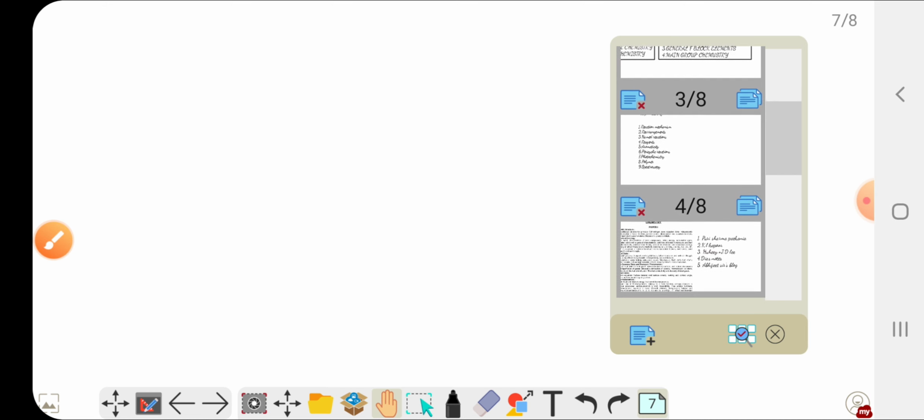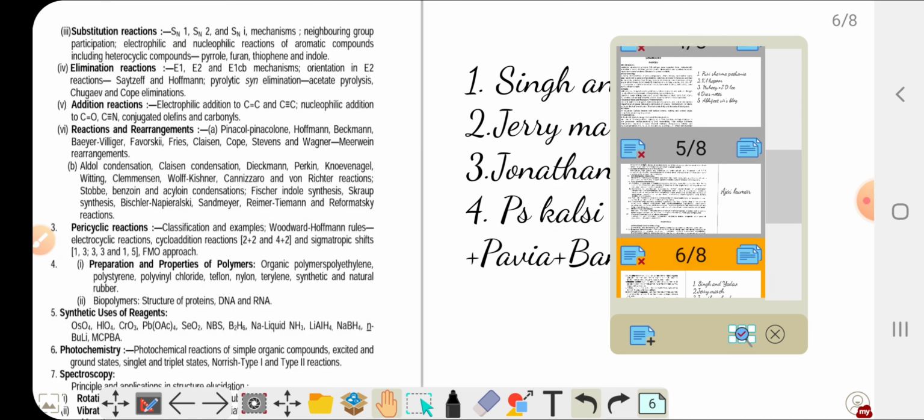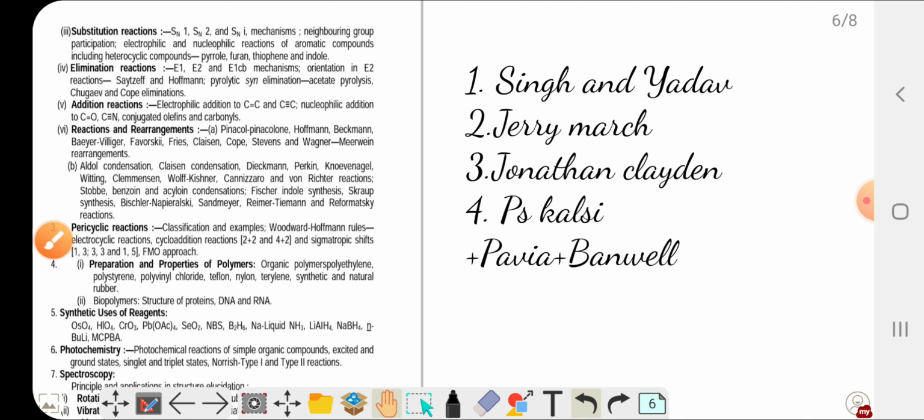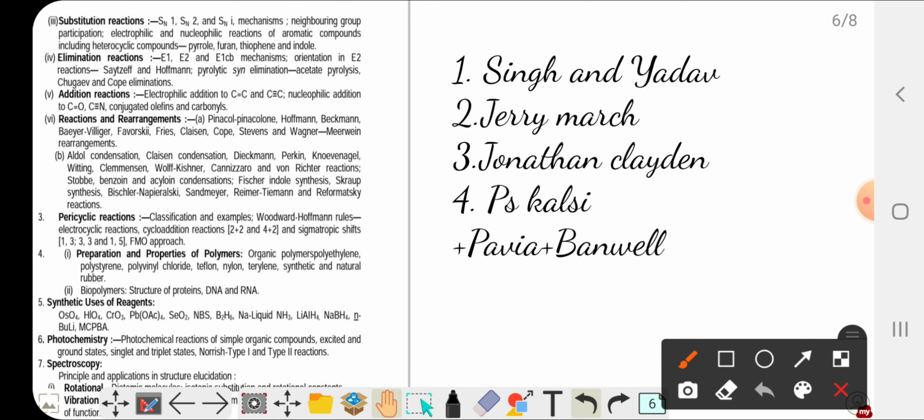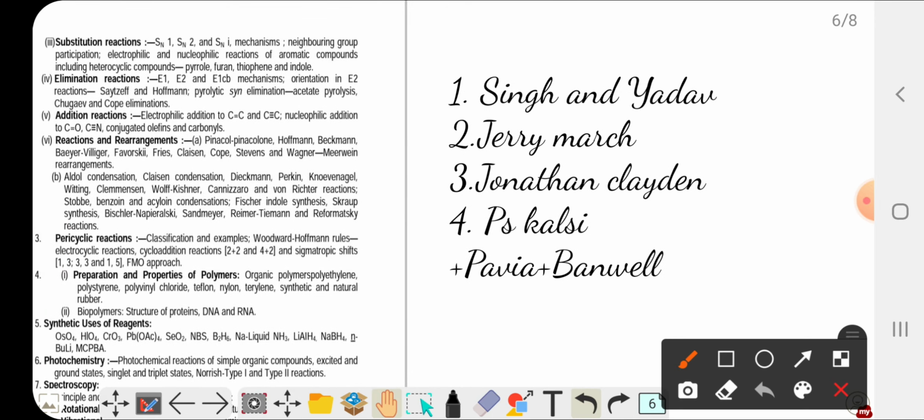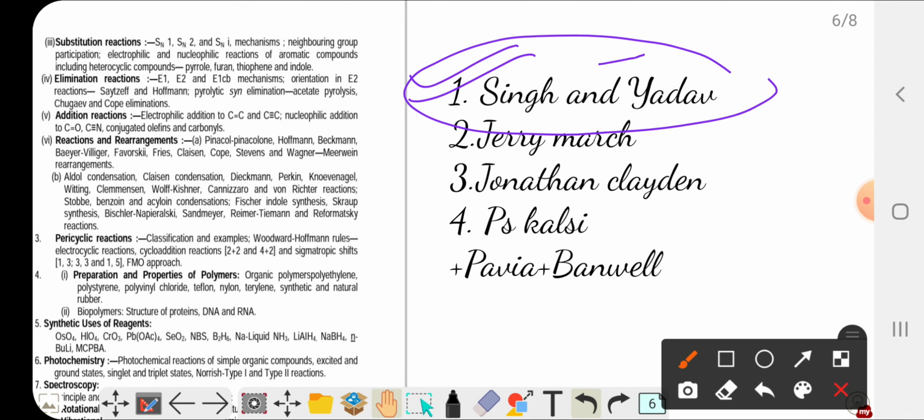Now let's refer to the resources which I have mentioned. It is not necessary that you refer to only these resources, but personally I am comfortable with them because I had previously read them. There is a book for organic reaction mechanism by Singh and Yadav. This book is very easy to read and comprehensively written. There are a lot of practice questions mentioned in this book, and detailed solutions are given too.